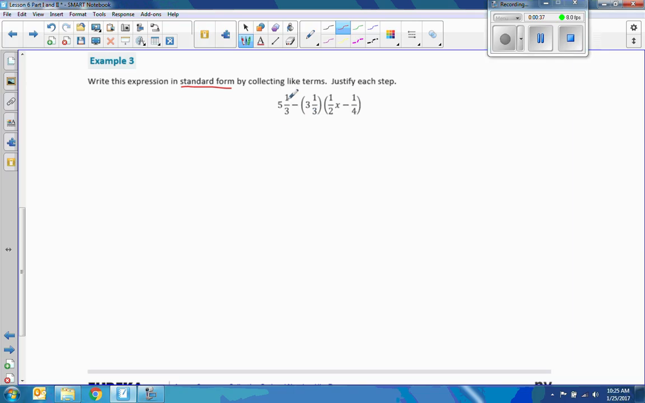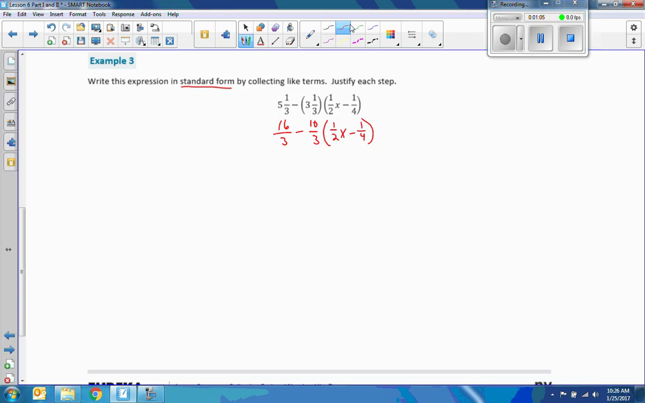So the first thing I'm going to do in this is get rid of these mixed fractions to make them all improper. So 3 times 5 is 15, plus 1 is 16, divided by 3. Minus 3 times 3 is 9, plus 1 is 10, divided by 3. Parentheses, 1/2 x minus 1. Okay, so the first step was just getting these to be improper.